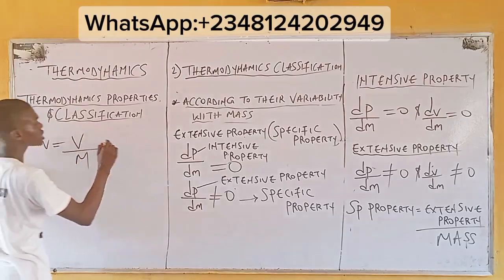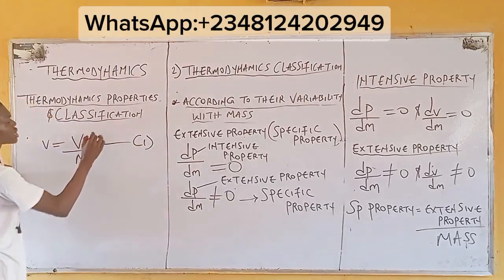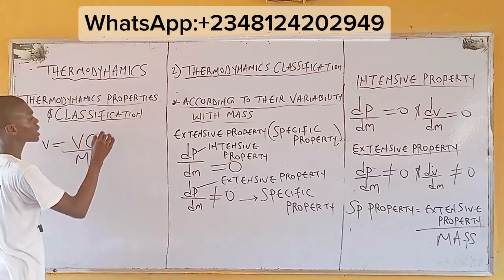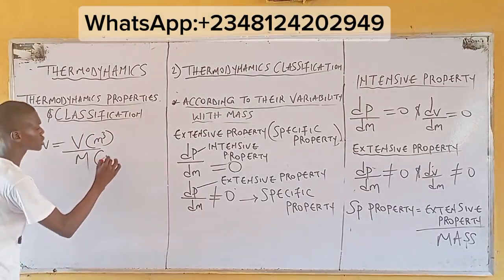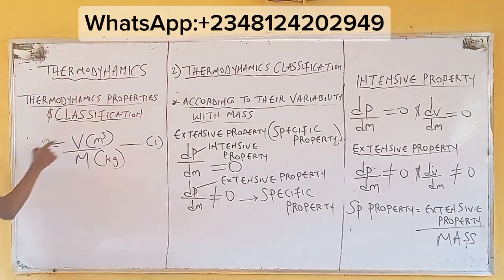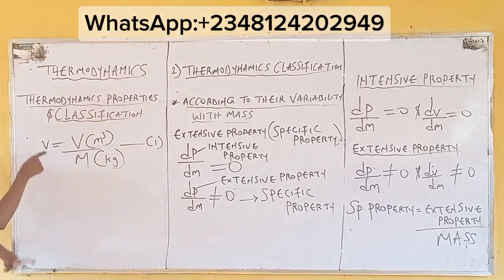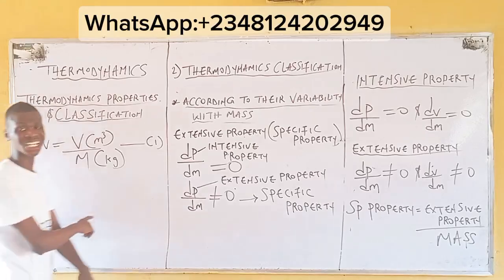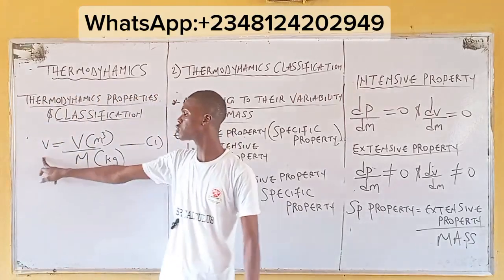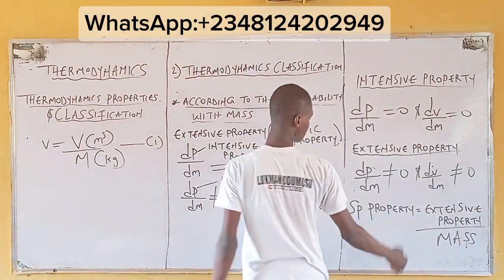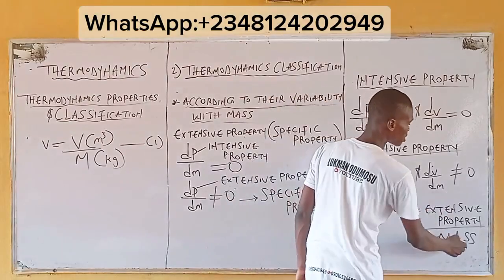Call this equation 1. Let's substitute their respective units. The unit of this will be meter cube, and the unit of this will be kg. Call this equation 1. I'm having two volumes here, right? The small v is specific property because it's represented with a small letter, just like specific volume, which is generally represented with a small letter. So you are applying this formula, which says that specific property is equal to extensive property over mass.